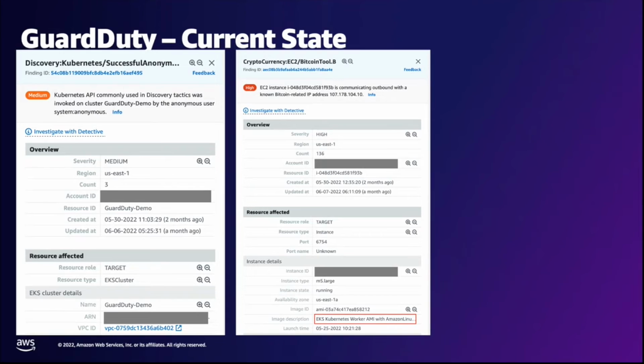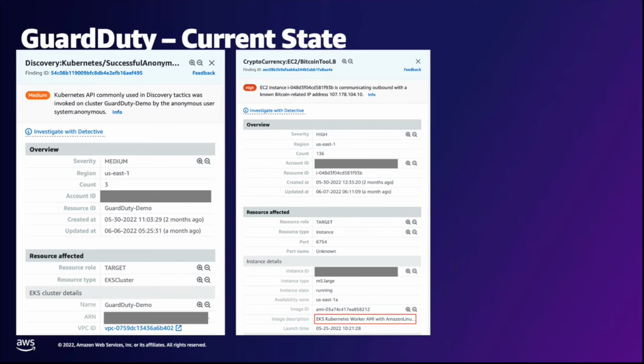You may understand this is commonly a result of a misconfigured cluster, right? And then, for example, 1 hour later, we see an EC2 instance running an EKS cluster communicating outbound to a Bitcoin mining IP address.